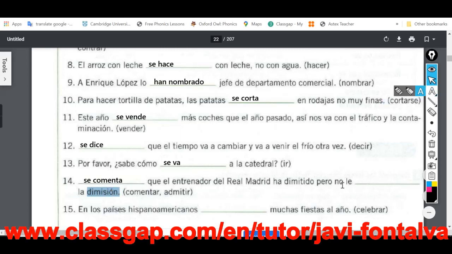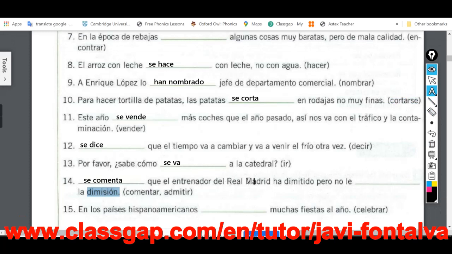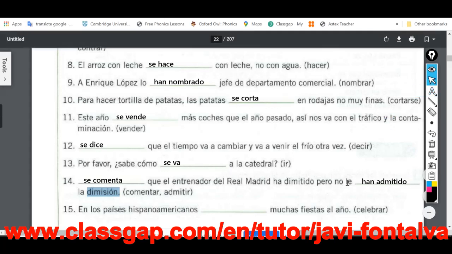So this is not impersonal. We talk about someone specifically. Probably we talk about the president of the Real Madrid, so then it will be the plural sense, "no le han admitido la dimisión". Here is a clue: remember, when you have this "le", you can never use a "se". You could never see "le se" in Spanish. So when you have this "le" and you talk about passive, you're probably going to have the plural. Can you notice the difference?